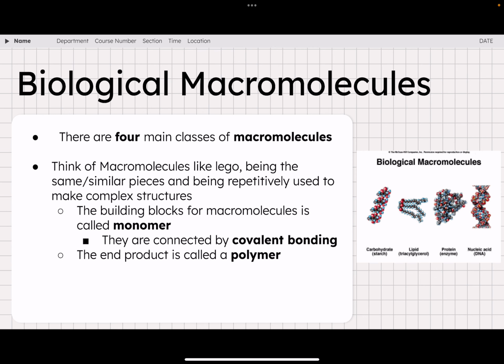Let's now talk about biological macromolecules. There are four main classes of macromolecules. Think of macromolecules like Lego, being the same or similar pieces that are repetitively used to make complex structures, right? The building block of the Lego brick is called a monomer, and they're connected by covalent bonding. Now, the actual end piece, the finished Lego set, is called a polymer. Now, there are four main types of macromolecules, which are carbohydrates, lipids, proteins, and nucleic acids.